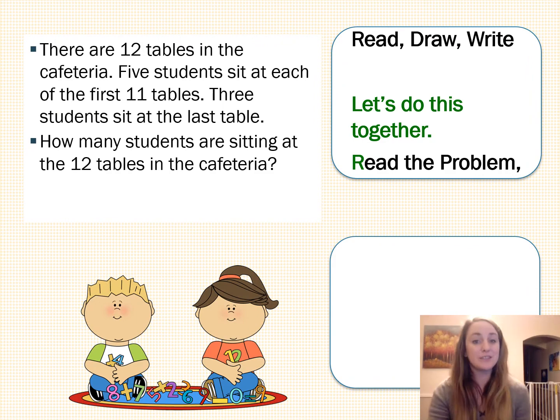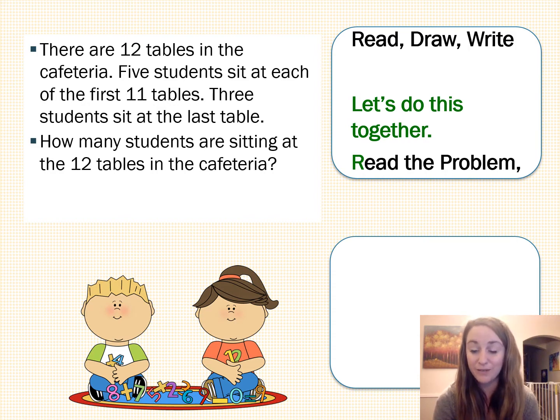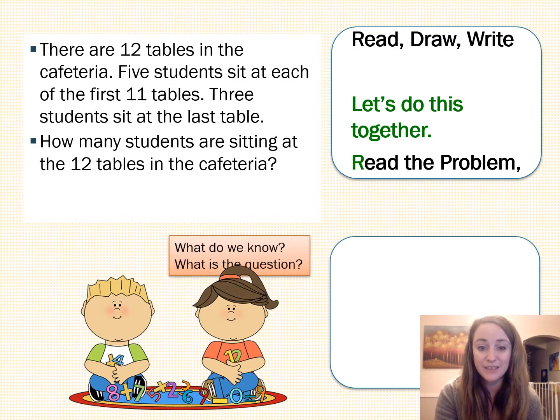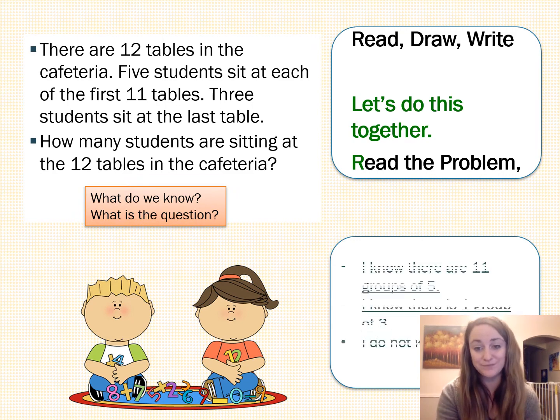Let's switch over to our application problem. Let's do this together. There are 12 tables at the cafeteria. 5 students sit at each of the first 11 tables. 3 students sit at the last table. How many students are sitting at the 12 tables in the cafeteria? Let's think. What do we know, and what is the question?